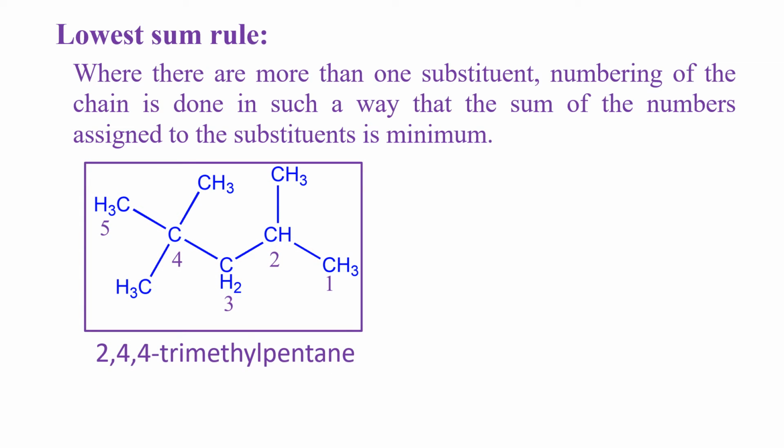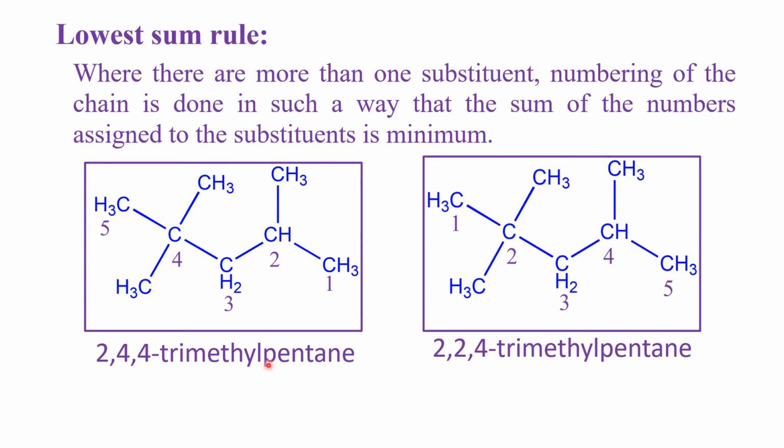Here in the given example, the numbering was started from the right and proceeded towards the left, where there are 3 methyl substituents, one at the second position and 2 others attached to the fourth position. So the molecule can be given a name like 2,4,4 trimethyl pentane. Let us see a different workout for the same example, where the numbering was started from left and proceeded to the right.